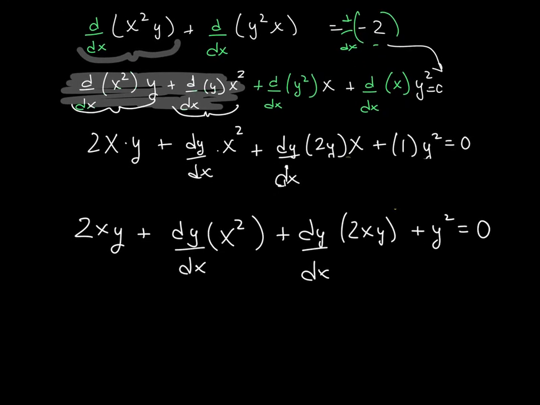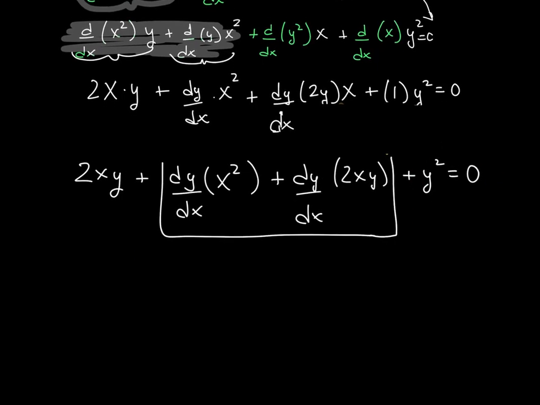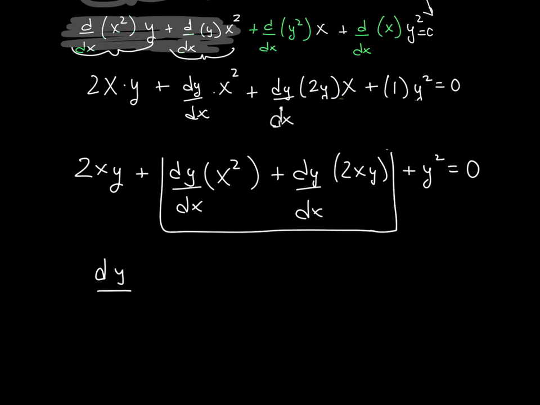All right, we're still working toward the same goal of solving for dy/dx, which means I need to isolate these two terms by themselves. I do that by taking the 2xy and subtracting it, moving it over. Same thing with the y squared. When I do that, I am left with dy/dx of x squared plus dy/dx of 2xy is equal to negative 2xy minus y squared.